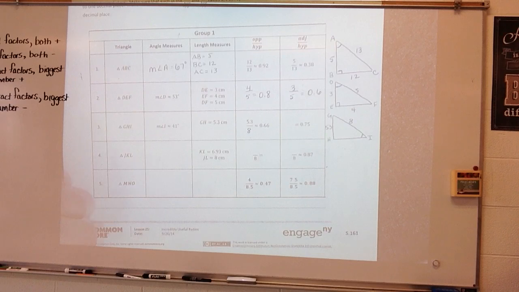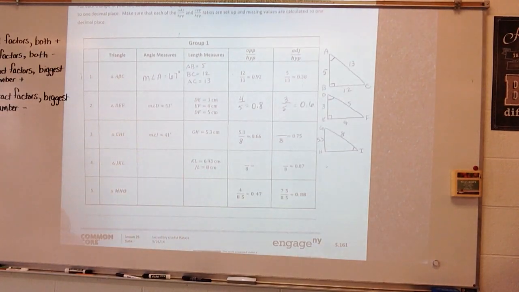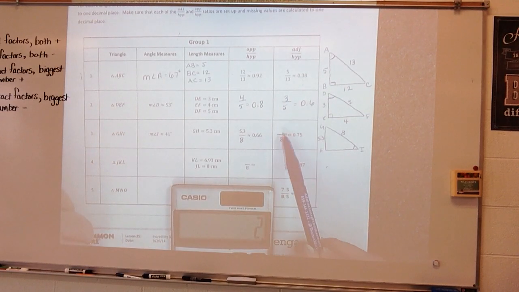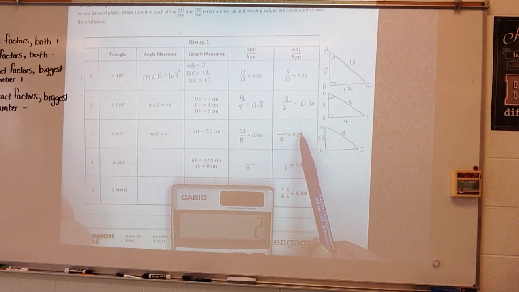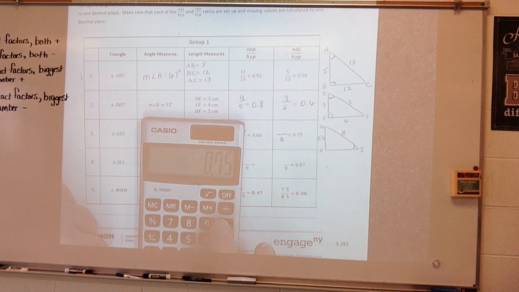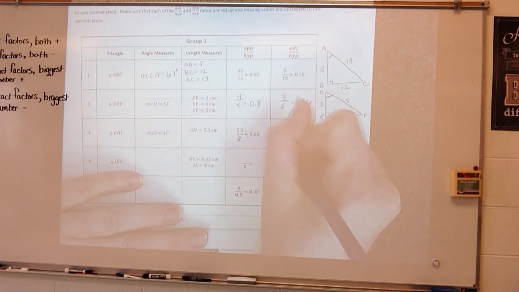Alright, now I've got to figure out my adjacent. Well, here I know that my hypotenuse is 8. Which means once again, I can set it up as a ratio, x over 8 is equal to 75/100 over 1. So now I would multiply 75/100 times 8, and that would give me 6.